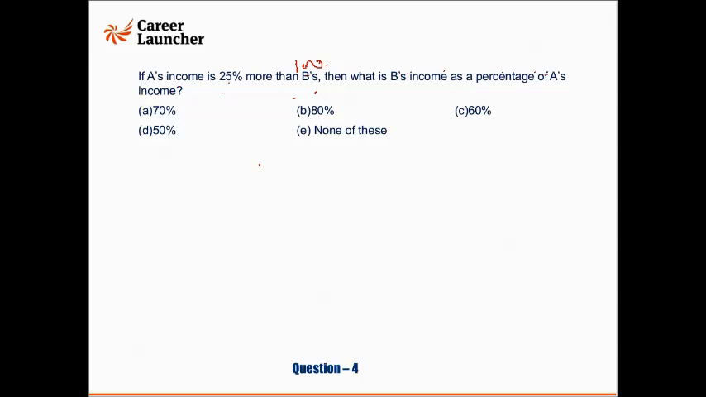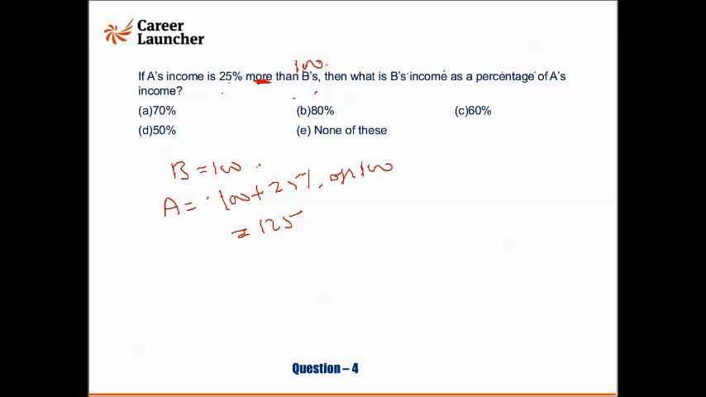I show you how. Suppose B's income is 100. Now A's income is 25% more. If it says 25% of B, then your answer will be 25 only, but 25% more than 100, so you do it this way, 100 plus 25% of 100. So you'll get 125, okay?